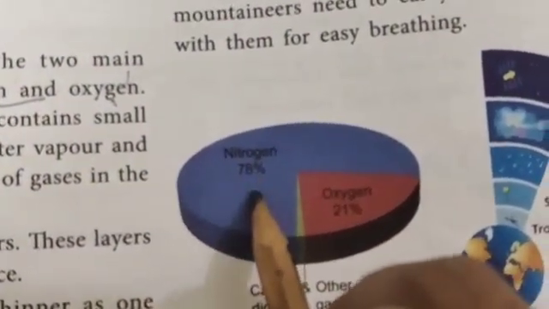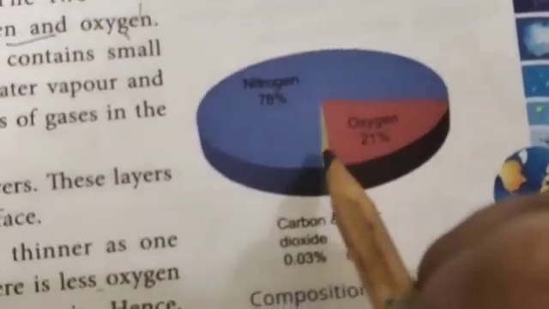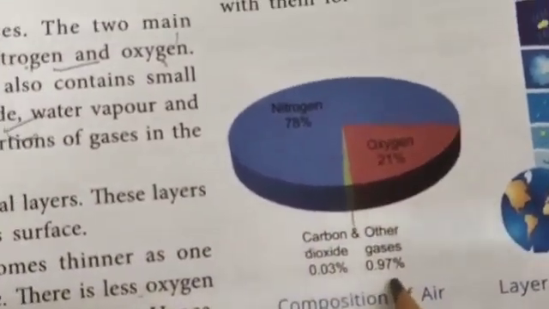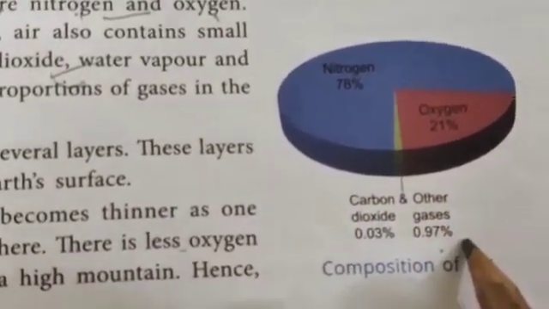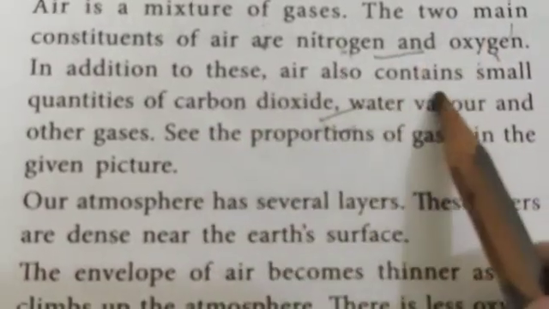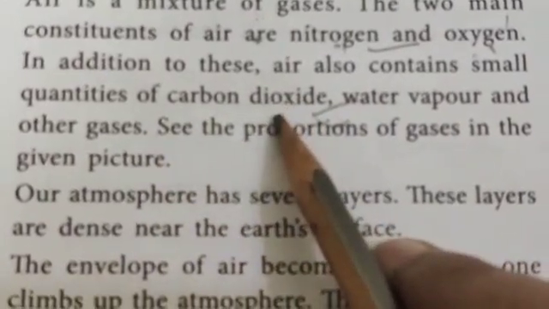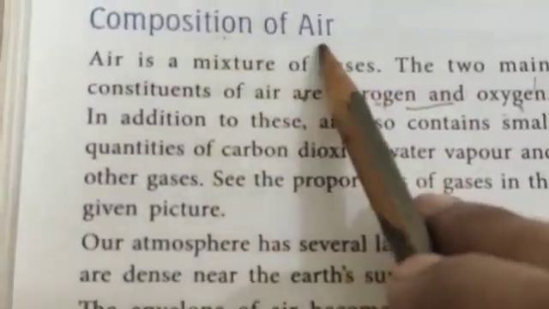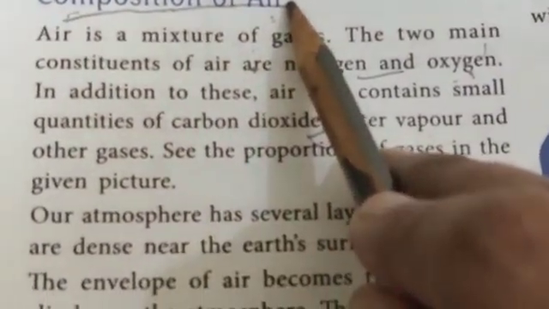See, 78% of nitrogen is there, 21% of oxygen is there. And other gases like carbon dioxide, hydrogen and all these gases are in this much part only. So mainly there are two gases, nitrogen and oxygen. In addition to this, there are other gases also like carbon dioxide, water vapor. All these form the air, and so it is called the composition of air.